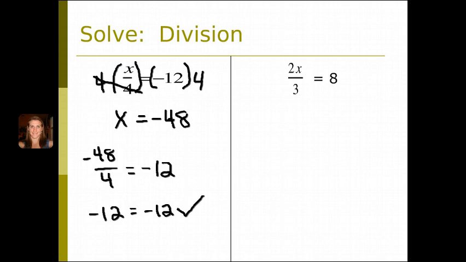On our second example, we have 2/3 x equals 8. In order for us to get rid of a fraction, 2/3, we need to flip the fraction and multiply. Remember, whatever we multiply on one side, we must multiply on the other. If we're flipping the fraction, we now have 3 over 2.